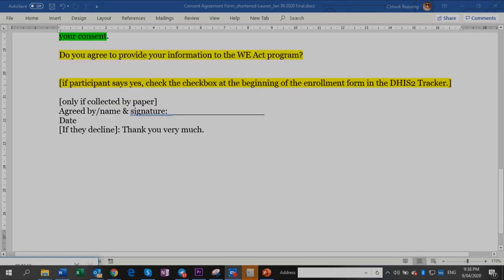And the last part is the signature to mark that the project beneficiary agrees to give us their personal information. We will ask them to sign, and we also let them know that their data will go to the monitoring and evaluation system called DHIS2 Tracker. So in the future, their personal information will be in our system.